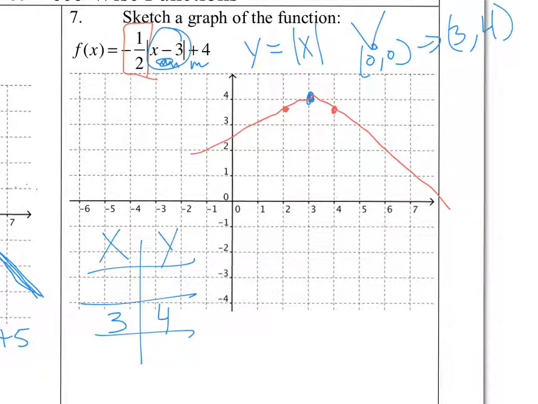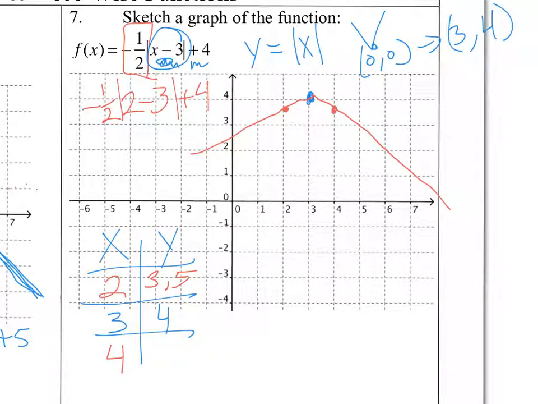Choosing a number below that, maybe 2 and 4, although we're going to see these are not as pleasant for this. Choosing 1 and 5 would have been better, but whatever. You know, I make mistakes too. 2 minus 3 is negative 1. Absolute value makes that positive 1. 1 times negative half is negative a half. Plus 4 is going to be 3.5.